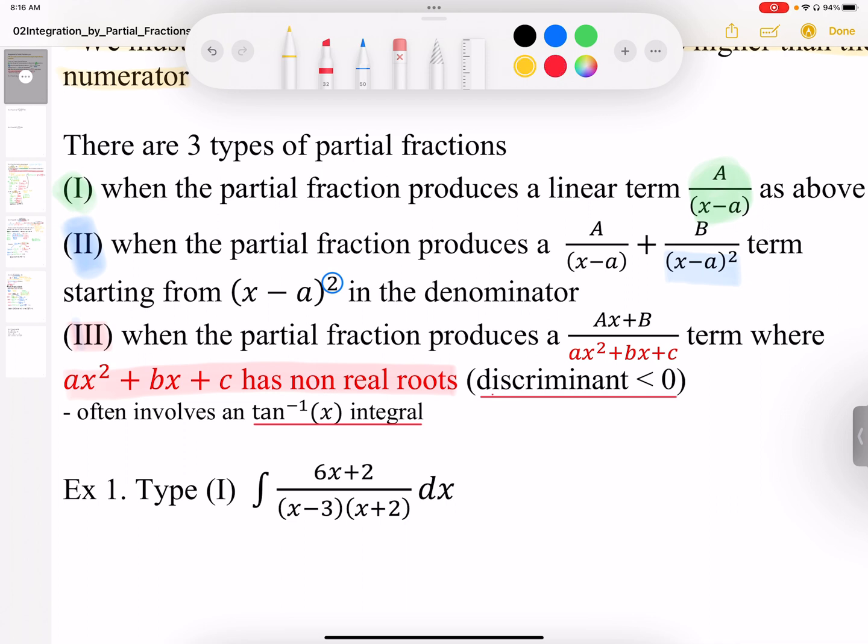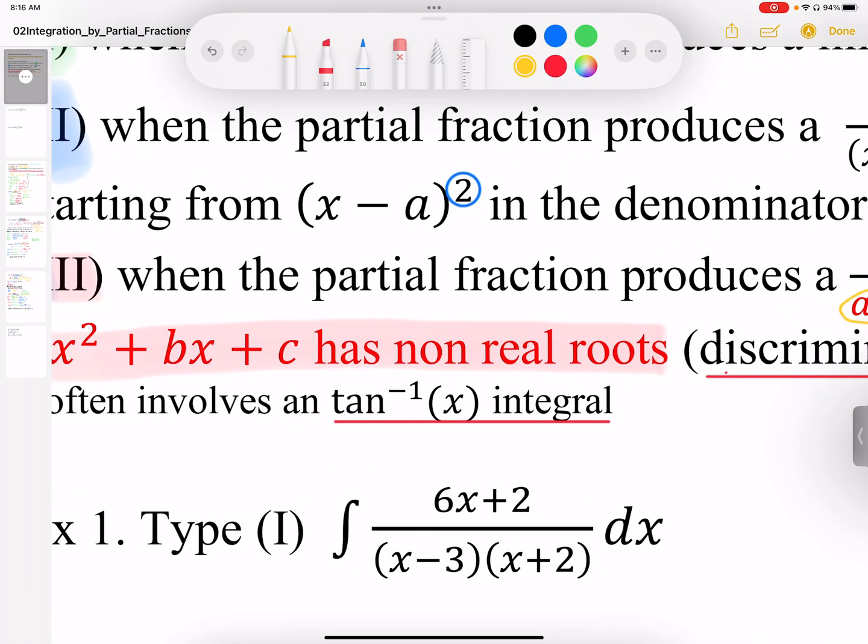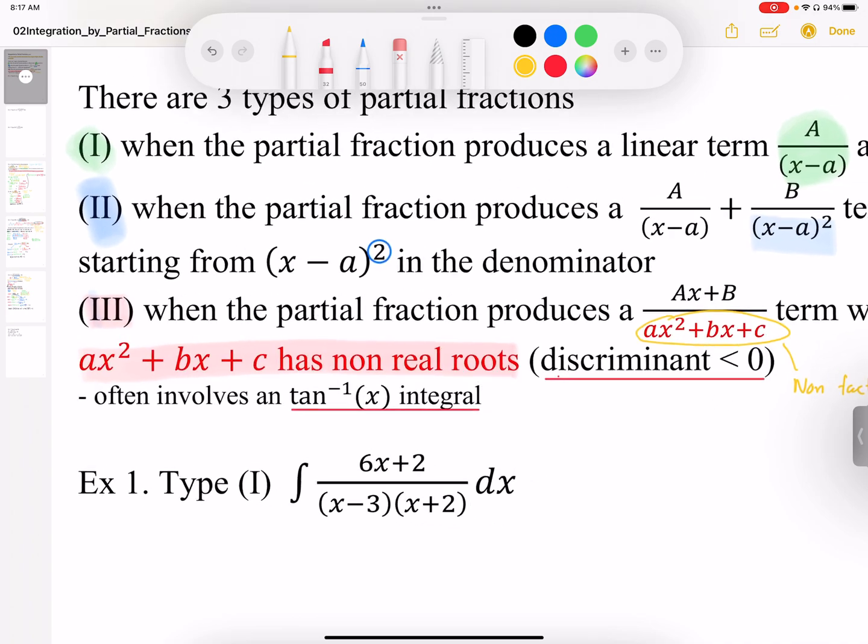I'm just going to make a note of this: when this is non-factorable, we need to check for the discriminant being less than 0. Now, this can be done as a type 1 if it has roots. Those get a little bit complicated, so we're going to avoid these for now. But if it's non-factorable, we check that the discriminant is less than 0, and then this type ends up being an arctan type of integral. So we're going to apply arctan to that, and we're going to call this one type 3.